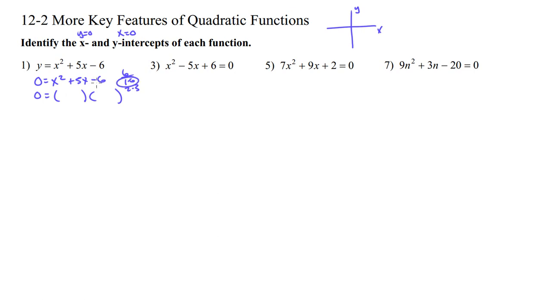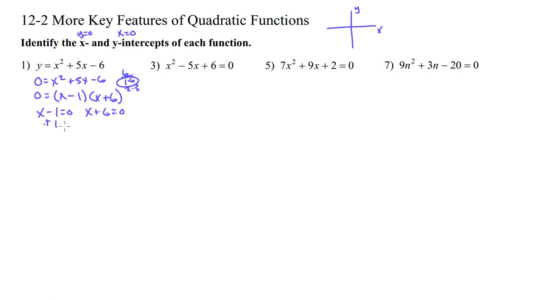1 and 6 have a difference of 5. They add up to 5, but this one says we want the difference. So we got to use 1 and 6. Now these two numbers have to add up to be positive 5, so it's going to have to be positive 6 and negative 1. Okay, so in order for these two things to multiply together to get 0, either this has to equal 0 or this has to equal 0. So we set x minus 1 equal to 0 and x plus 6 equal to 0.